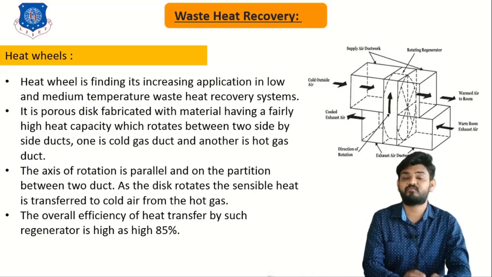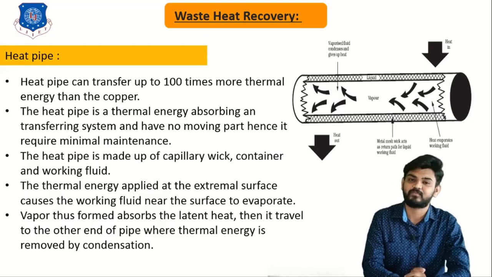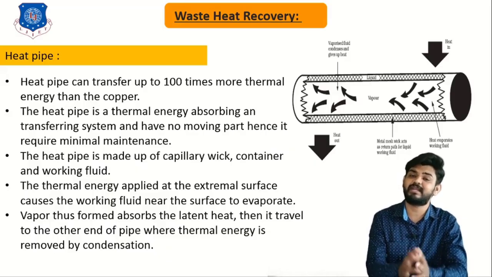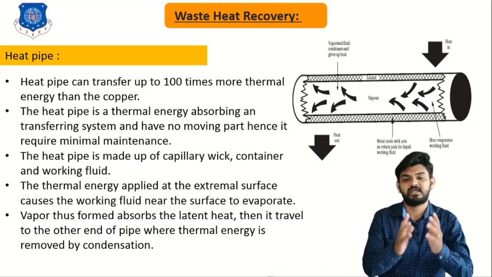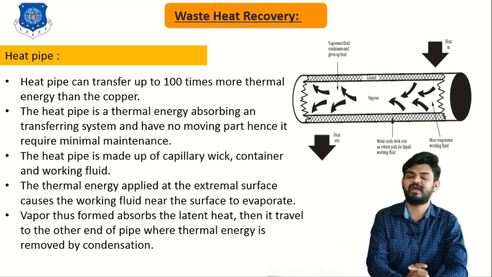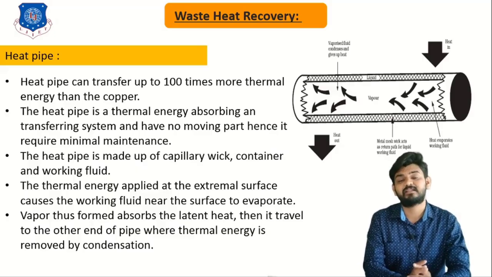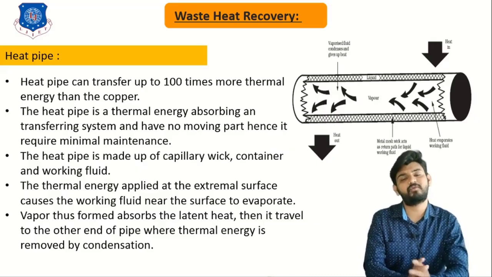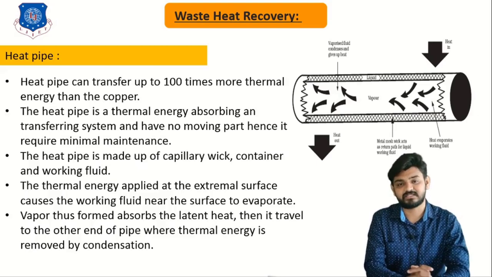Now let's discuss the fourth type of waste heat recovery device, and that is the heat pipe. Well, the heat pipe can transfer up to 100 times more thermal energy than copper. The heat pipe is a thermal energy absorbing and transferring system and has no moving parts, hence it requires minimal maintenance. So here in the image you can see one heat pipe system that contains no moving parts. Hence it is understandable that it will require minimum maintenance.